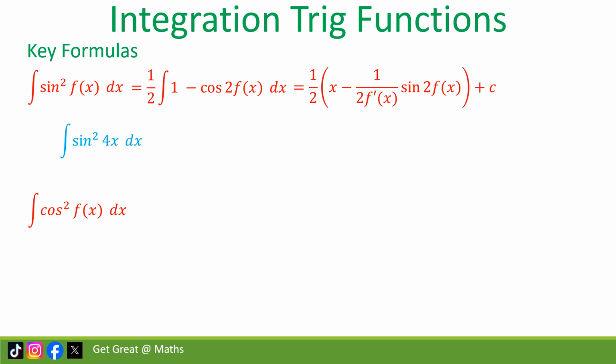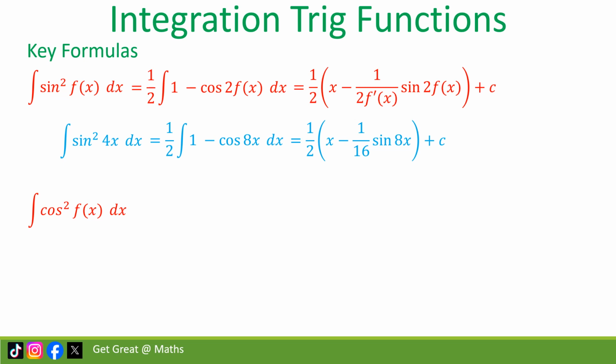An example of this is integrating sine squared of 4x dx. So we're going to write it as a half of 1 minus cos 8x dx. Then I can integrate both of these terms, so it's going to be a half of x minus 1 over 16 sine of 8x plus c.